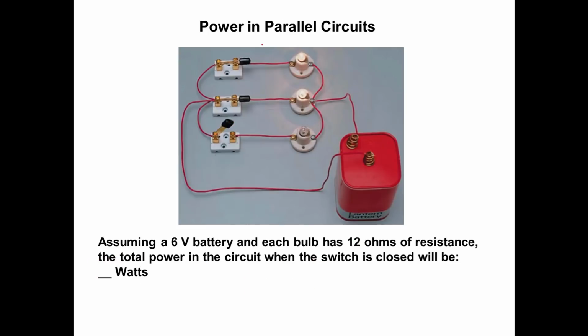And our last question here, let's take a look at the power in our parallel circuit. Assuming a 6-volt battery and each bulb has 12 ohms of resistance, sounds familiar, the total power in the circuit when the switch is closed will be blank watts. Okay, so we're going to close this. Light goes on. And we know that power is equal to current times voltage. Go ahead and pause this and see if you can figure this out.